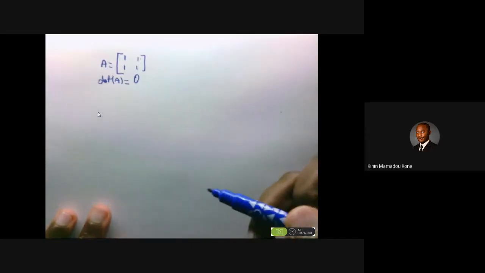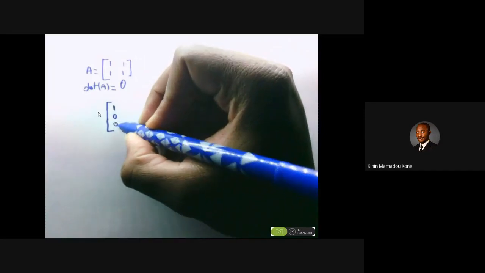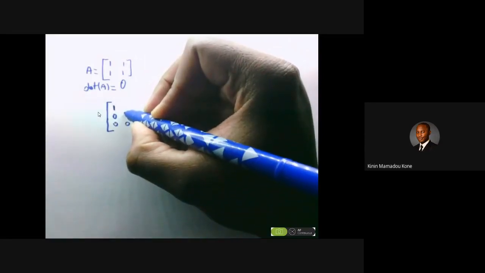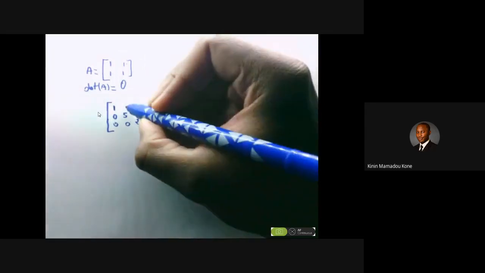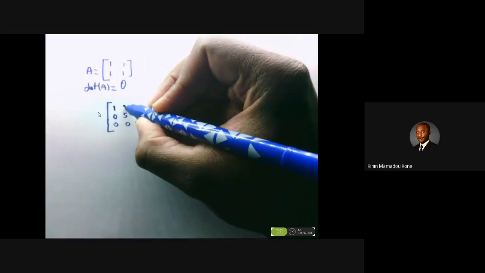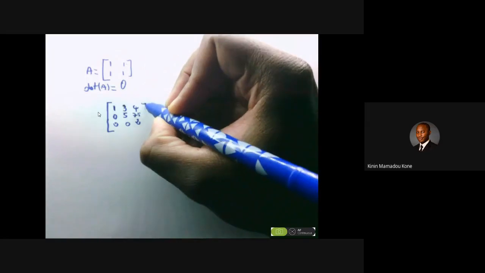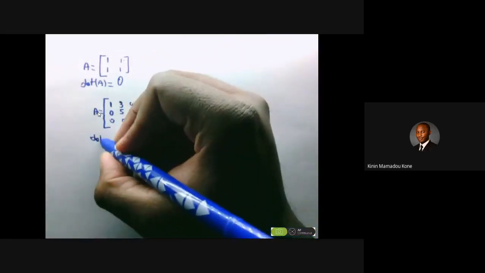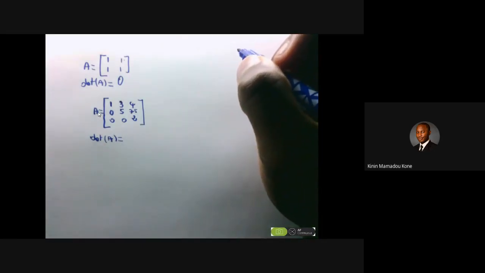Okay, let's suppose, for example, you have a matrix like this one, and they ask you to find the determinant of the matrix A. How would you find what would be the determinant of the matrix A? Who can guess it? Sir, you said 5?